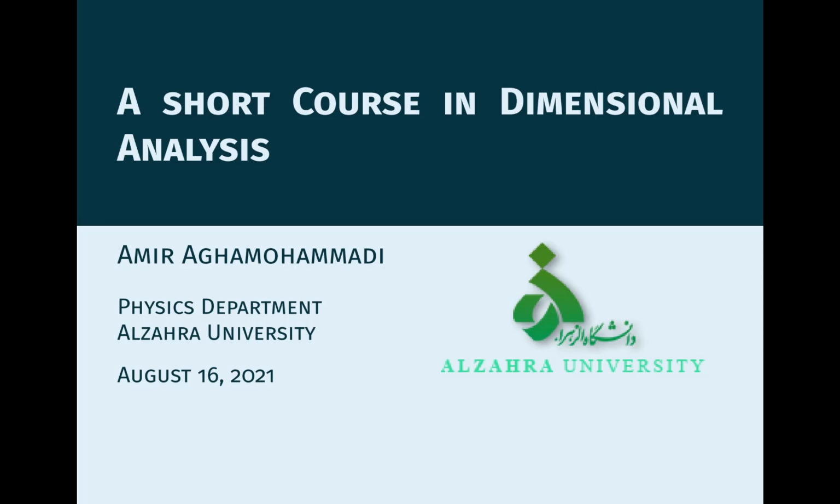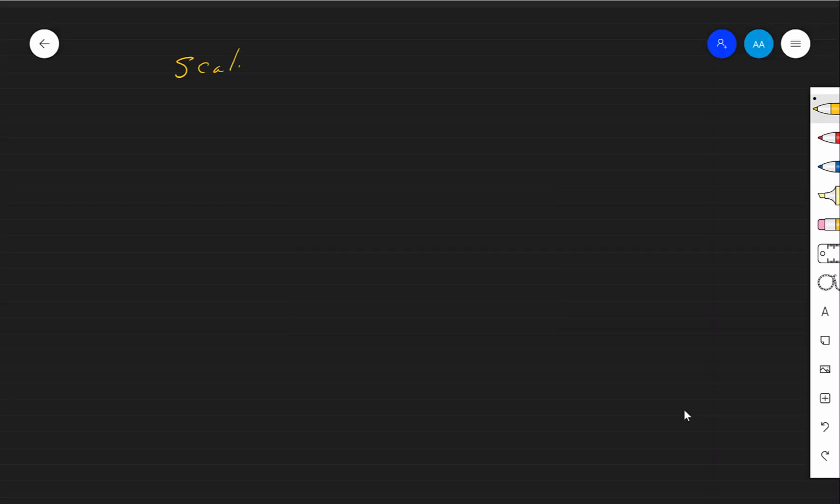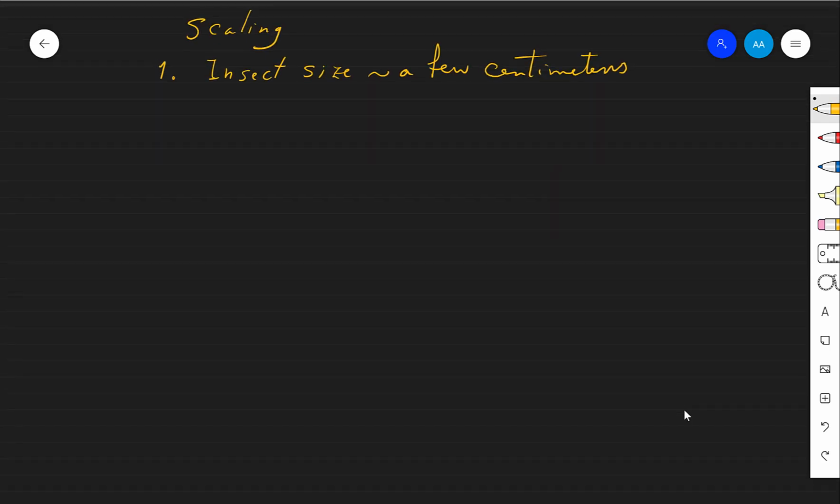In this part, I'm going to continue my discussion on scaling. As the first example, I'm focused on insect size. The size of insects is about a few centimeters. However, there are movies such as Jurassic World, which have huge, giant insects. Have you ever seen such insects in the real world? Are there any physical constraints on the size of insects?